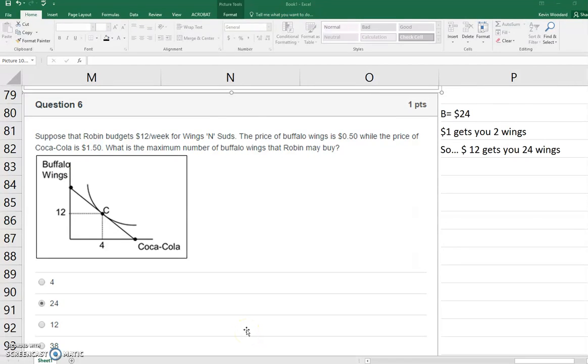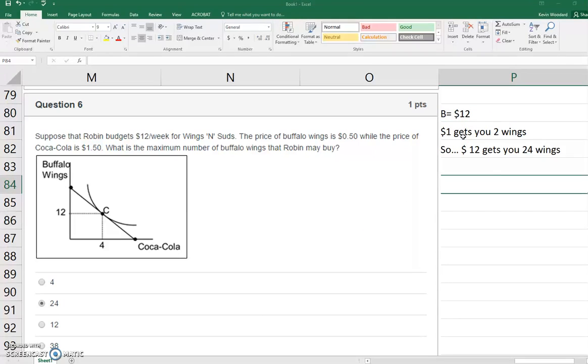In 6, we have buffalo wings and soda. So as we read through the question, again, sometimes these things are really good if you just go to the very last part that's asking you what you need to know before you read the whole question. What is the maximum number of buffalo wings that Robin might buy? Well, if we say that Robin has a budget for $12 a week. Excuse me, I have a wrong budget in there. Get this back to 12. So she has a budget for $12 per week. So at $12 per week, how many wings is she going to be able to buy? Do we care about the sodas at all? If she only is worried about buying wings, we don't need to worry about the cost of the sodas.